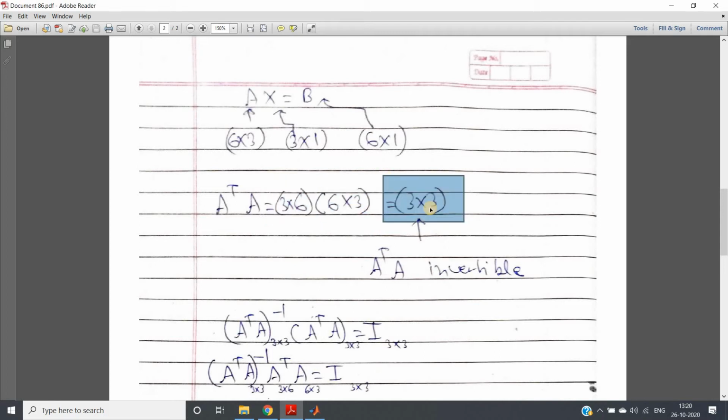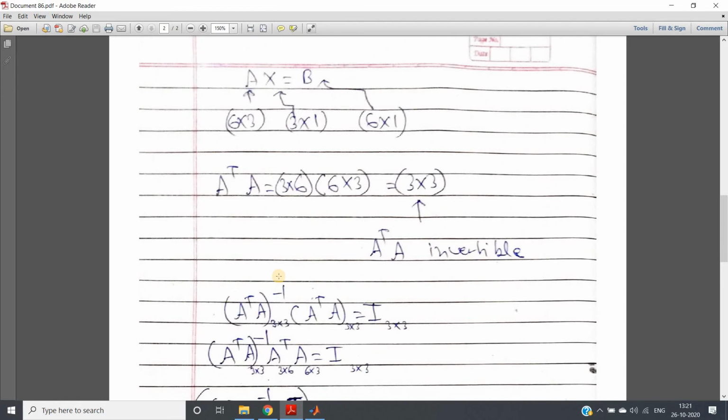So this is a square matrix, and obviously we know that when we multiply one matrix with its transpose, we will get a square matrix, and for square matrices the inverse is possible, right? So this is invertible, right? So what we have got is that although A is not invertible, although the inverse of A does not exist, A transpose A is invertible. We can get the inverse of this.